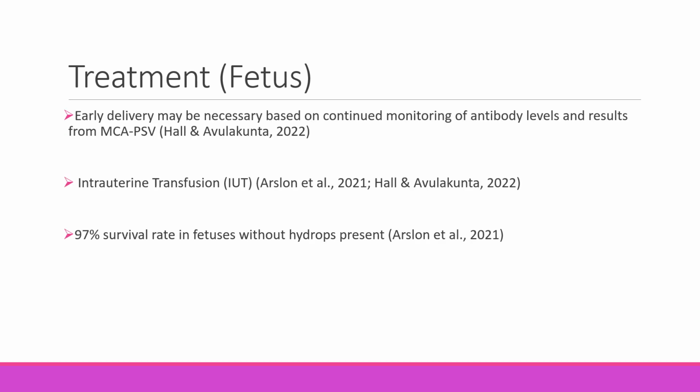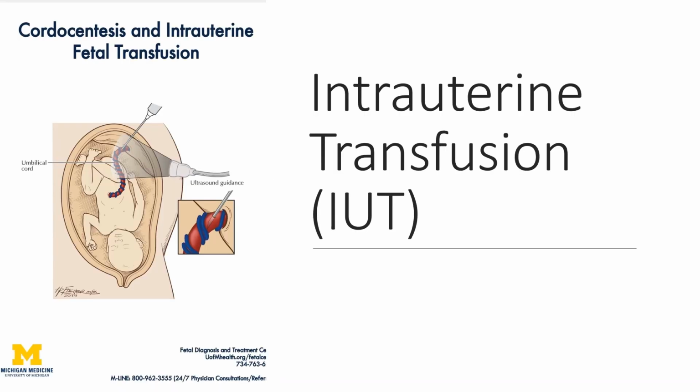Treatment may include early delivery, which may be necessary based on that monitoring of antibody levels. It also needs to be known that the fetus may not be able to go through a full term delivery, so they might choose to take the baby early. Another option is an intrauterine transfusion, IUT. This intrauterine transfusion has a 97% survival rate in fetuses without hydrops.